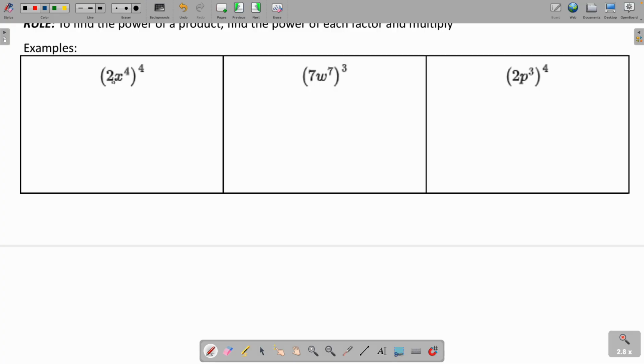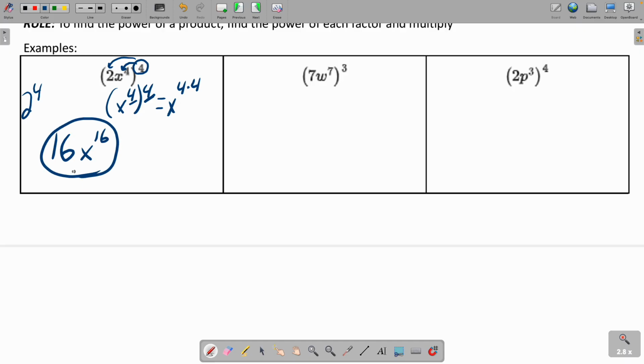So here we have 2x to the 4th to the 4th. We have to take this 4, apply it to the 2, so 2 to the 4th, and then take it and apply it to x to the 4th, so x to the 4th raised to the 4th. We'll go ahead and simplify this. 2 to the 4th is 2 times 2, which is 4, times 2, which is 8, times 2, which is 16. And then we multiply our exponents for power of a power. If I take 4 times 4, that's 16. So this would be 16x to the 16th.